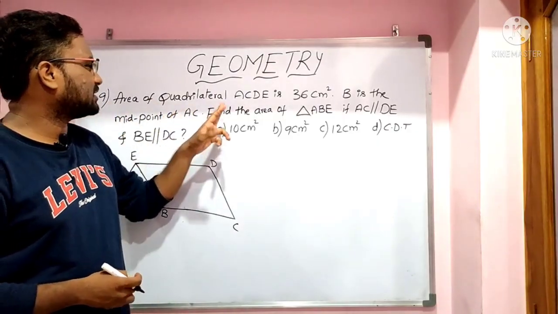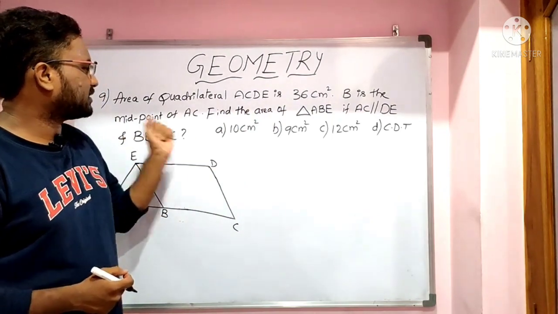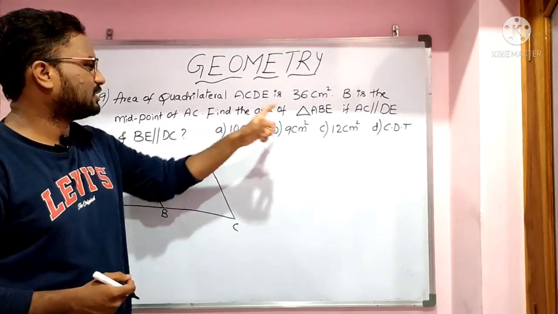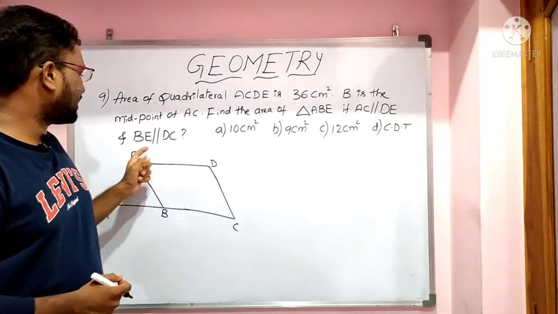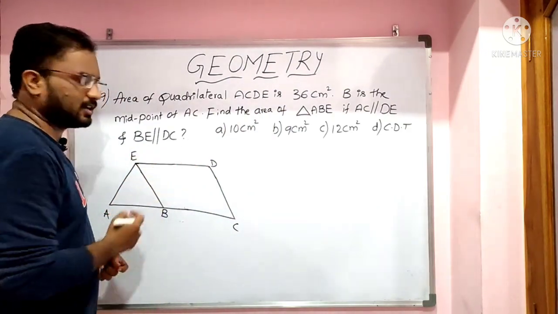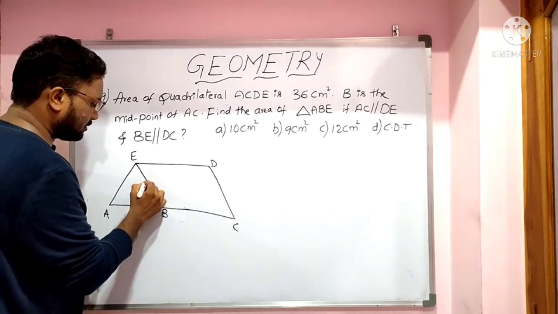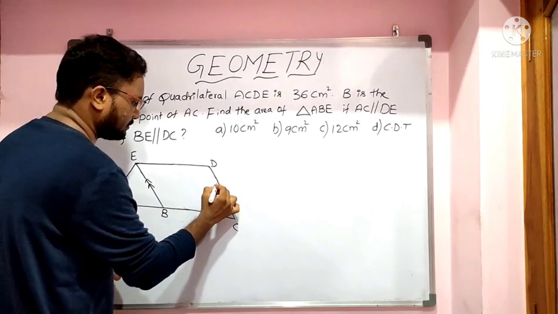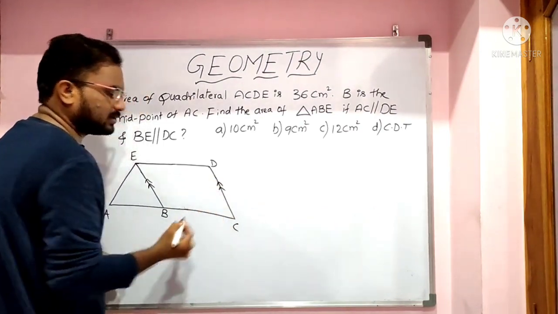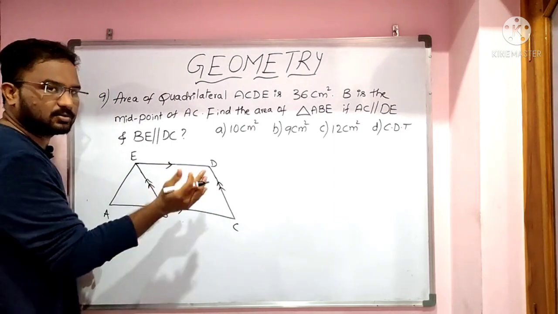Area of quadrilateral ACDE is 36 square centimeters. B is the midpoint of AC. Find the area of triangle ABE if AC is parallel to DE and BE is parallel to DC. So he is given the figure. In this figure, BE is parallel to DC and AC is parallel to DE. These two are parallel.